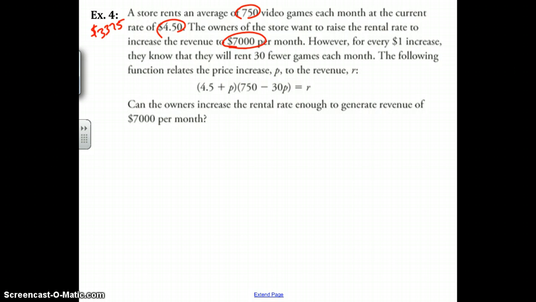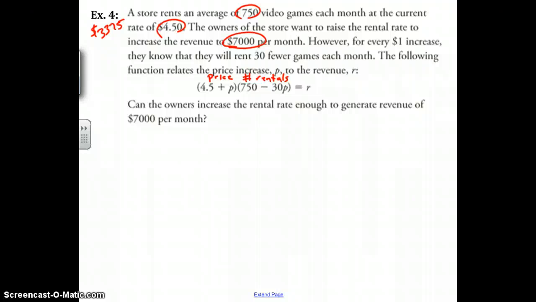Okay, so a function here that relates these values is 4.5 plus p, right? So that's $4.50 plus every increase of a dollar. This is the price. And this here, 750 minus 30p, is the number of rentals they have. Right now they have 750, and then we take away 30 for every price increase of a dollar, and that equals how much money they make. So what they want to know is, can the owners increase the rental rate enough to generate $7,000 per month? Is that even possible?